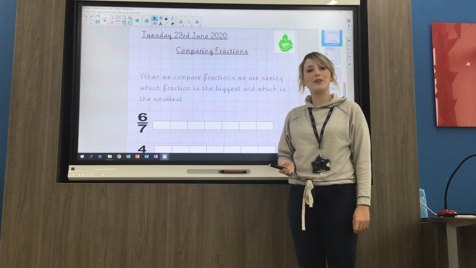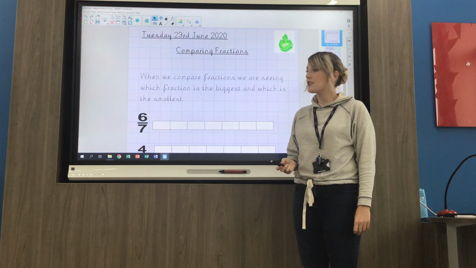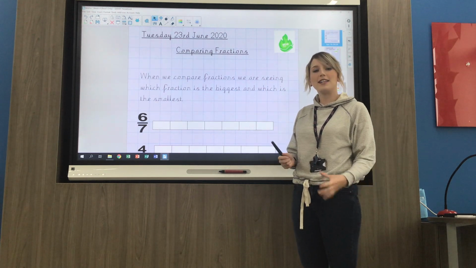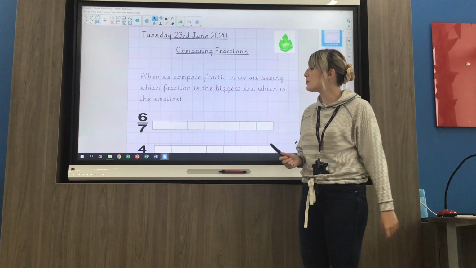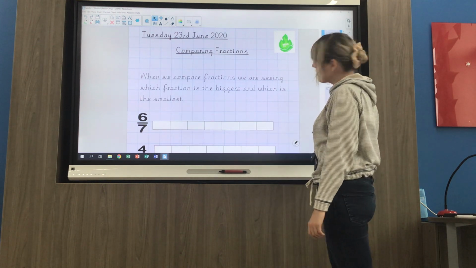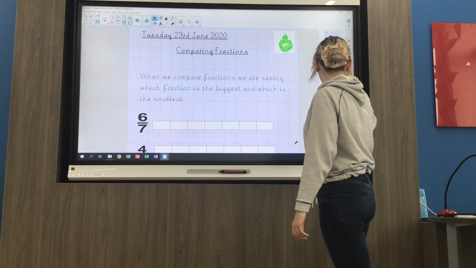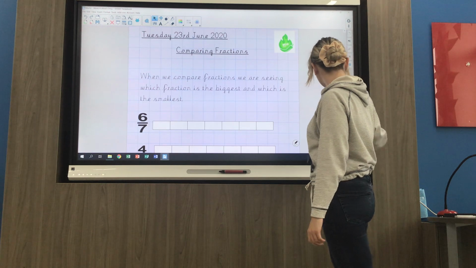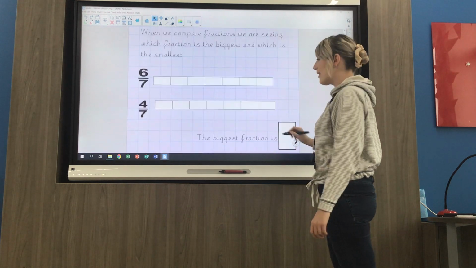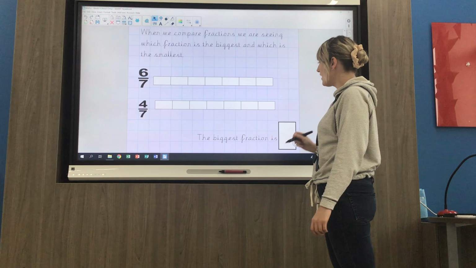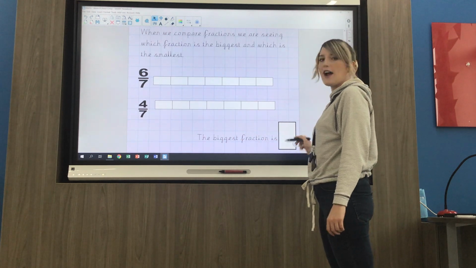Today we're going to have a little look at comparing fractions. So we're going to look at different fractions and see which one's the biggest or which one's the smallest. Okay, so here I've got two bar models. I've got a 6/7 and, scroll down, I've got 4/7, okay? And I've got to find the biggest fraction.